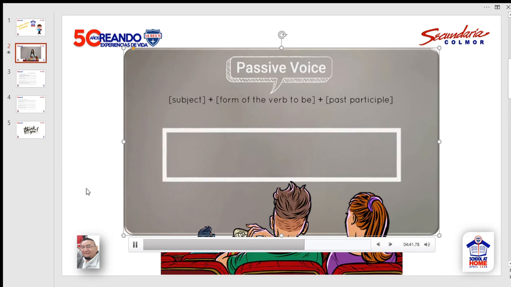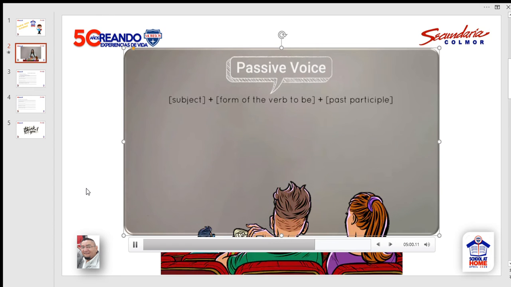Present perfect tense. The house has been cleaned since you left. The house is a subject. Has been is a present perfect form of the verb to be. Cleaned is a past participle of a verb to clean. Since you left is the rest of the sentence.